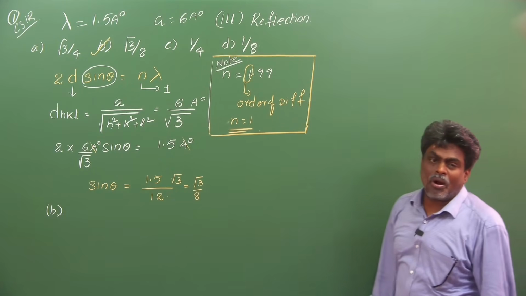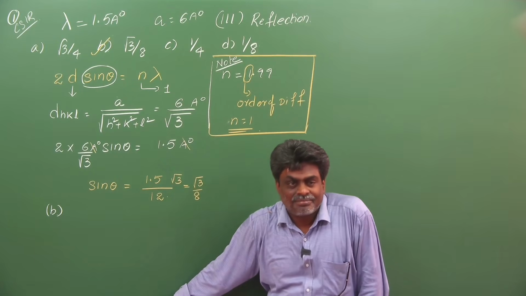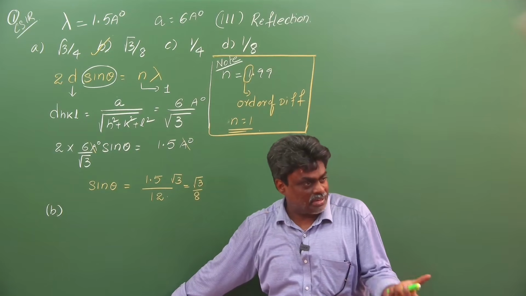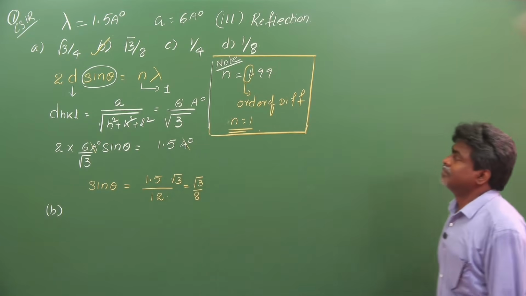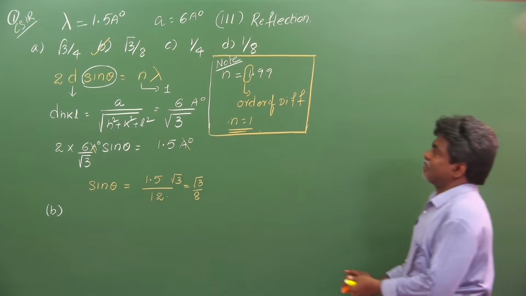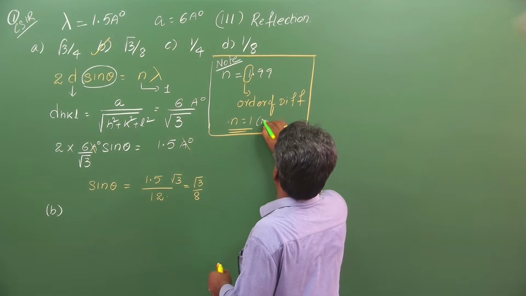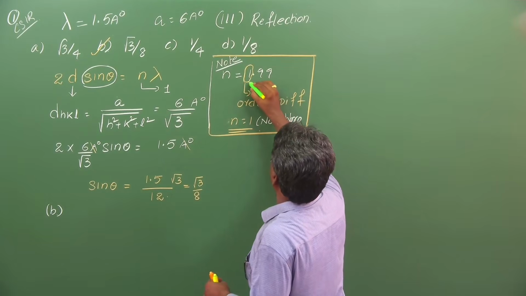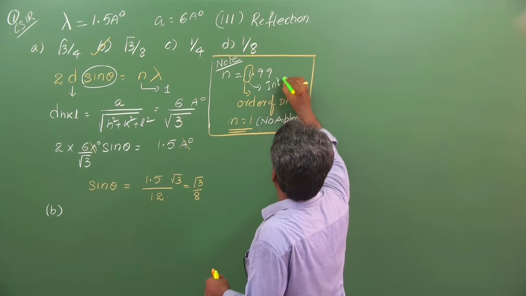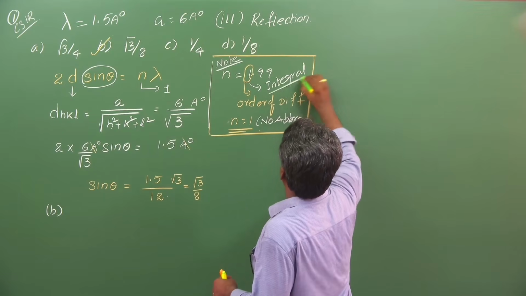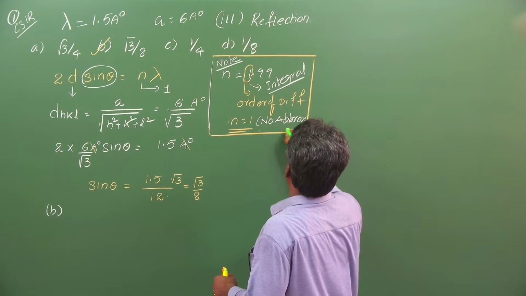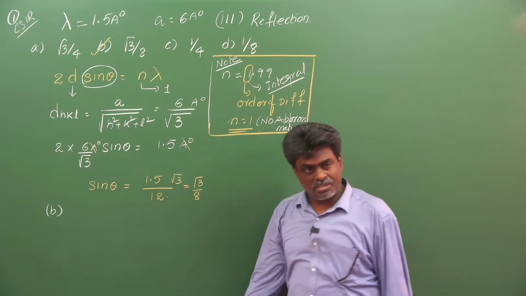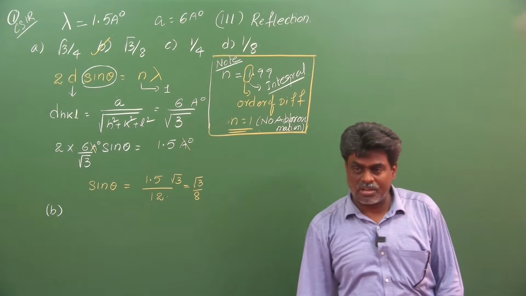For example, 0.9 you got. No diffraction. Diffraction does not occur. Be careful. No approximations. Always take the integral value. You have studied this thing two times in intermediate, once in physics and another in chemistry also.